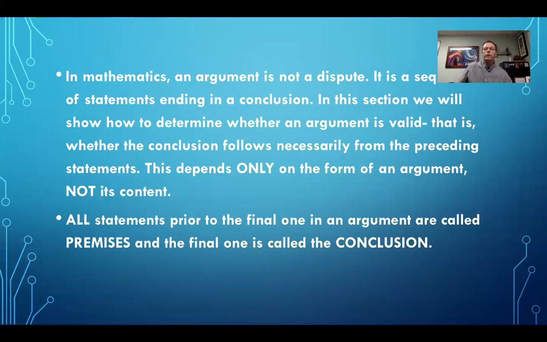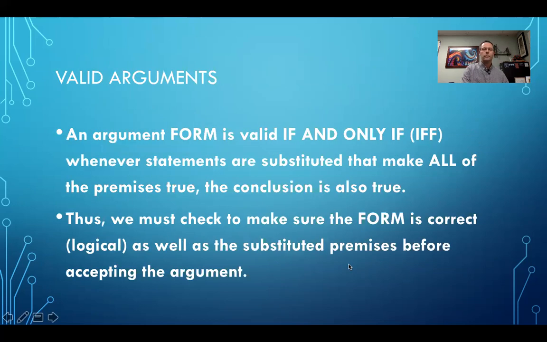As we mentioned before, an argument is not a dispute, it's a sequence of statements that ends in a conclusion. And we're going to learn how to decide if the argument is valid or not, whether the conclusion has to follow from the preceding statements, the premises. So we'll be looking at the form of the argument, not necessarily the content today. And as mentioned before, the first statements before the final statement are called the premises, and the final statement is the conclusion. The argument will be considered valid if and only if, that's a biconditional statement in and of itself, whenever statements are substituted in that make all of the premises true, the conclusion is also true.